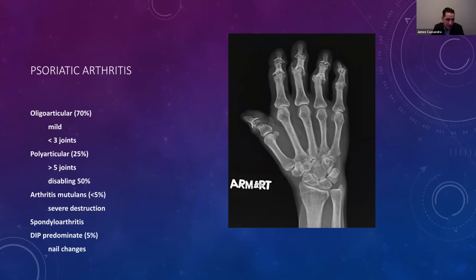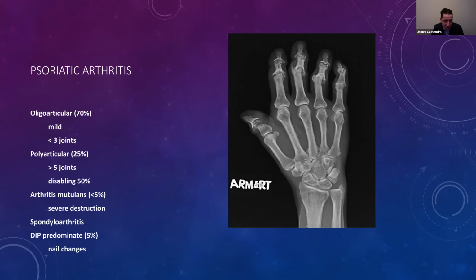There's different types of psoriatic arthritis. Oligoarticular is the most common at 70%. Less than 3 joints are affected, and it's mild. There's a polyarticular version where it happens around 25% of the time. It's more than 5 joints, and it can be disabling in half the cases.